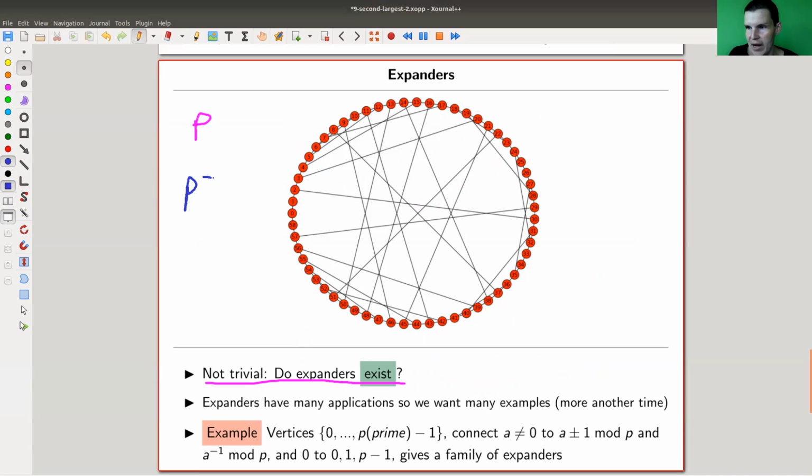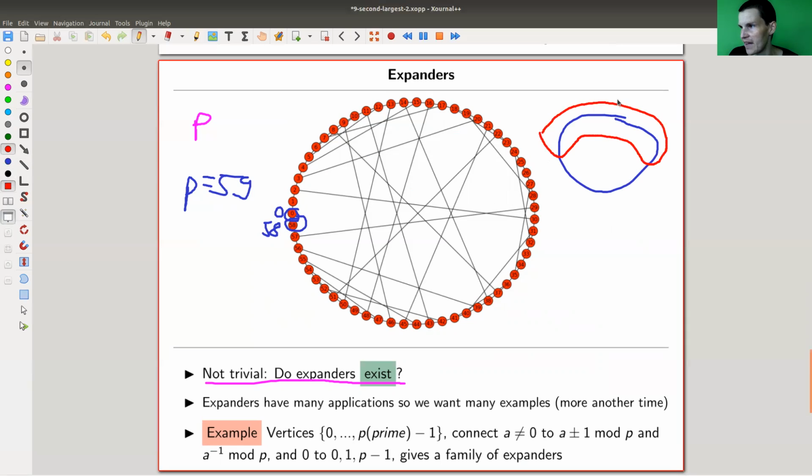In my example here, the prime is 59. So I have vertices from 0 up to 58, the remainders by division by p. That's what my vertices are, and I connect them in a circle. Okay, that's not very exciting. A circle obviously has a very small Cheeger constant, because you can just take a subset which is very large, and then there will be just two edges. So that's not a good idea. But what you do is you also connect to the inverses. And connecting to inverses mod p is a rather random process. So the edges go around rather randomly.